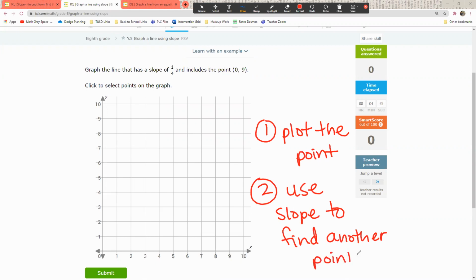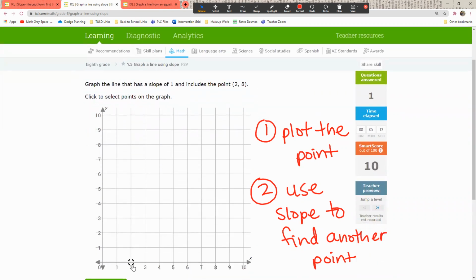So it's kind of like your friend says on the map, meet me at this street corner, and then afterward we'll walk to this restaurant on this street corner. So here I'm starting at 0, 9. And then from there, I'm going to go up 1 and then over 4. So up 1 over 4.